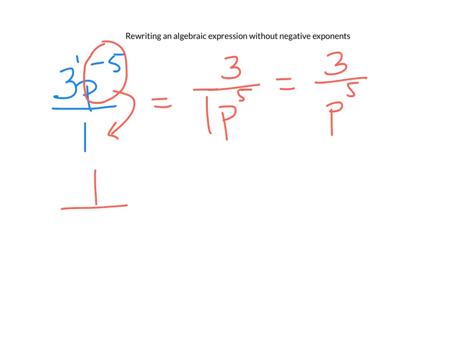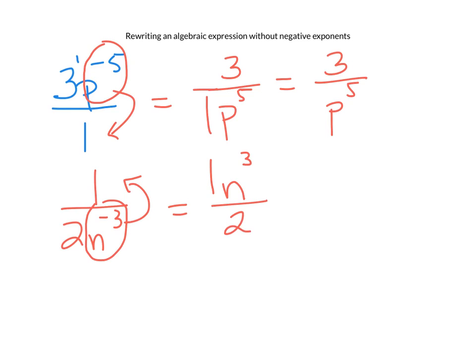Let's say we have 1 over 2n to the -3. Again, first question, what is it that has the -3? Okay, the only thing that has the -3 is the n, so that has to come to the other part of the fraction. So n to the 3rd comes upstairs. You can keep that 1 there if you want, but you do not need it. The 2 stays downstairs. And that's it. That's all you're doing.